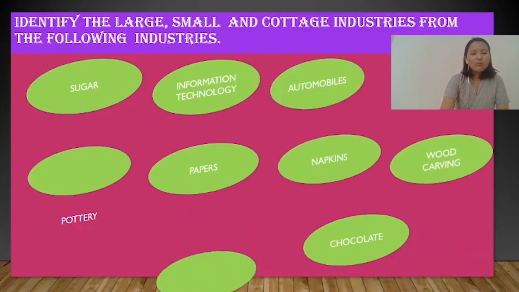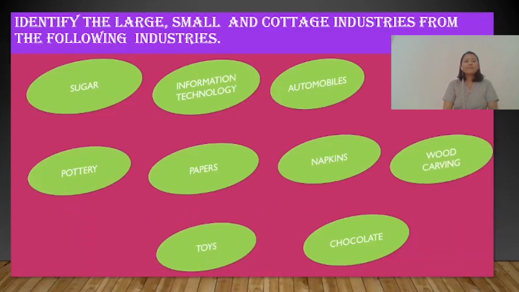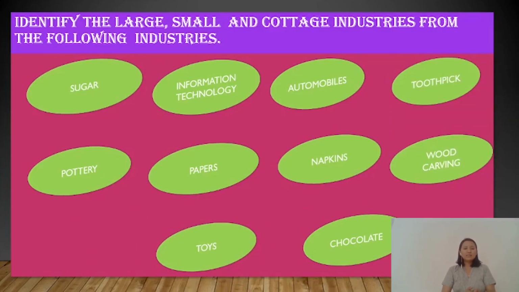So this is for the homework. I have come up with a few industry lists, and now you are going to identify which of these are large industries or small scale industries or cottage industries. I'll give you one example. So number one is sugar. So sugar comes under which industry? Of course, it comes under the large industry because production is done in very large quantity. Just like this, you have to find out about the other industries.